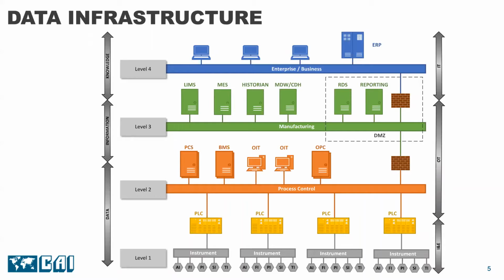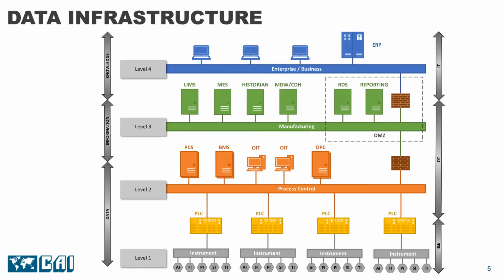There may be many other systems at level 3, which is referred to as the manufacturing operations management level. A couple of other systems might include a computerized maintenance management system, or CMMS, a learning management system, LMS, or an electronic document management system, EDMS. These are common systems at level 3.